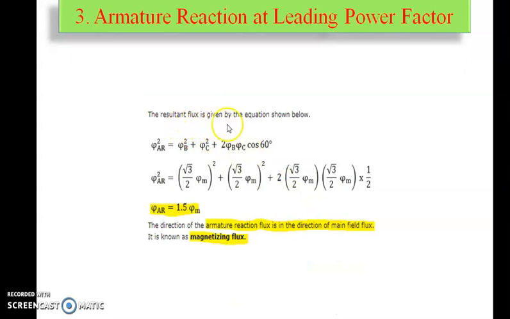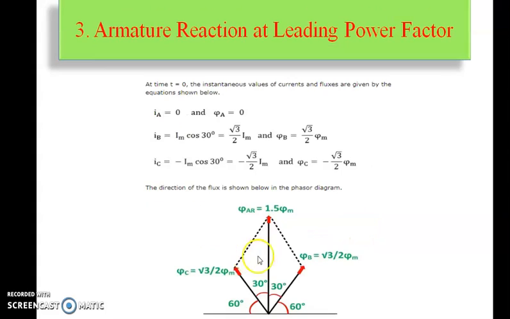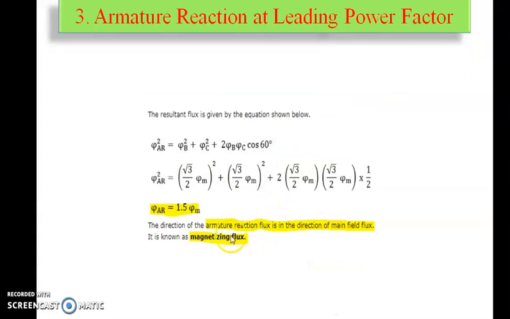The resultant flux is given by the equation shown below. Phi r squared equals phi b squared plus phi c squared plus 2 phi b phi c cos 60 degrees. By solving this, we get phi r equals 1.5 phi m. The direction of the armature reaction flux is in the direction of the main field flux, and hence it is known as magnetizing flux. As we know, the direction of the main field flux is upward, here the vertical direction. By resolving these two fluxes, I got the direction of the flux for leading power factor. It is again upward, and hence the armature reaction flux is in the direction of the main field flux, so it is known as magnetizing flux.